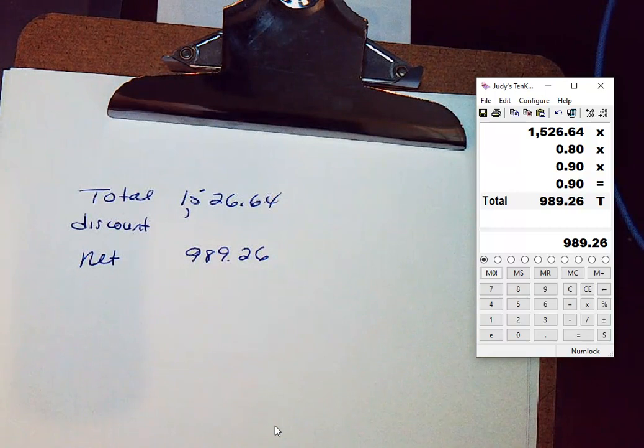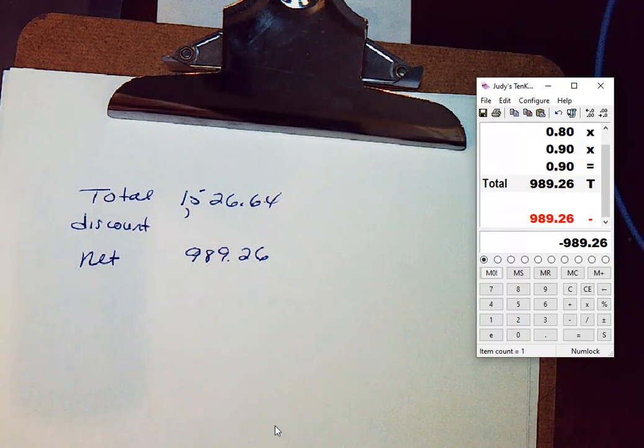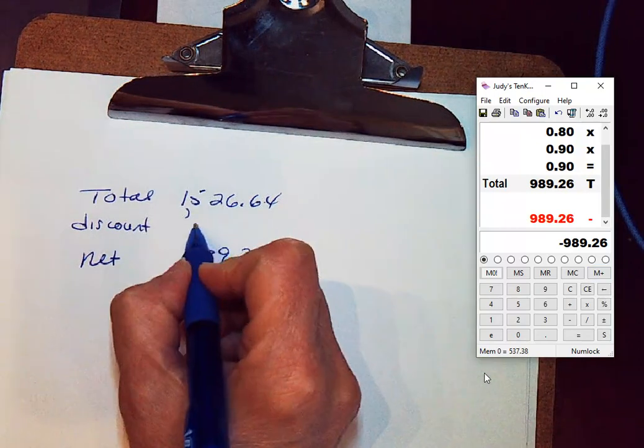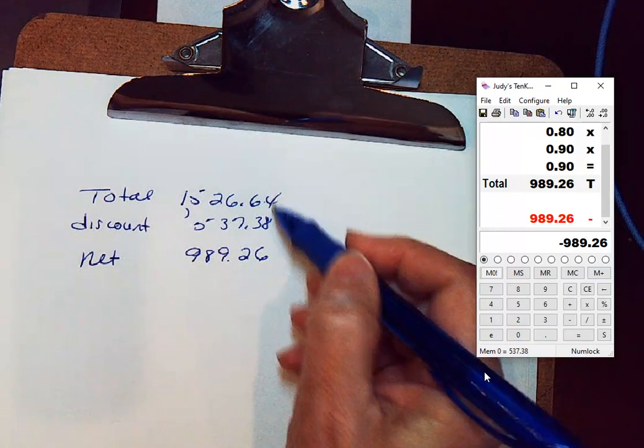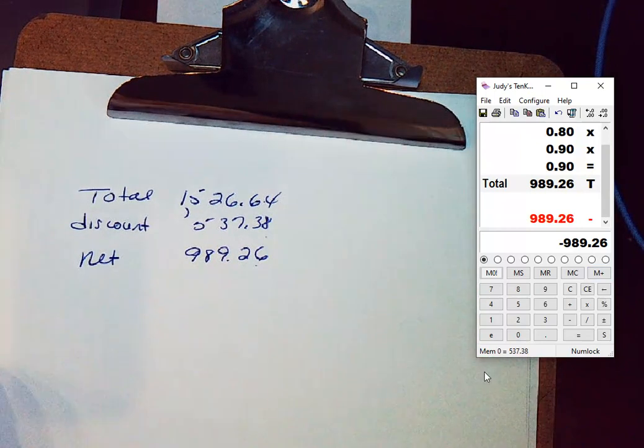So I'm going to make that a negative number, put it into memory. So the discount is $537.38. The total minus the net gives you the discount.